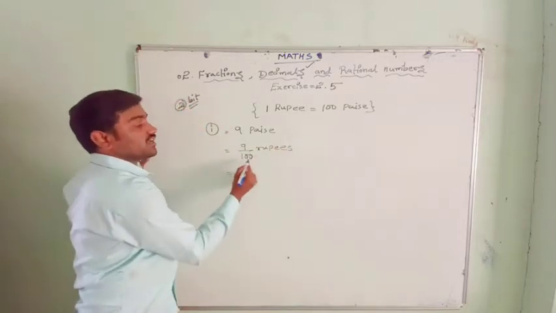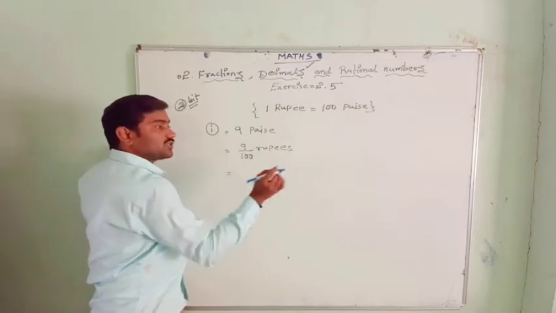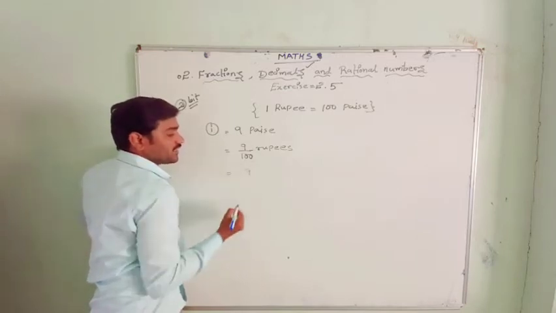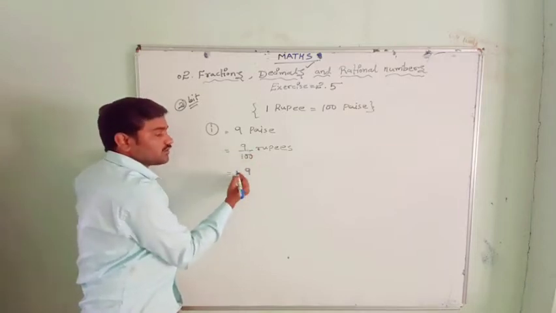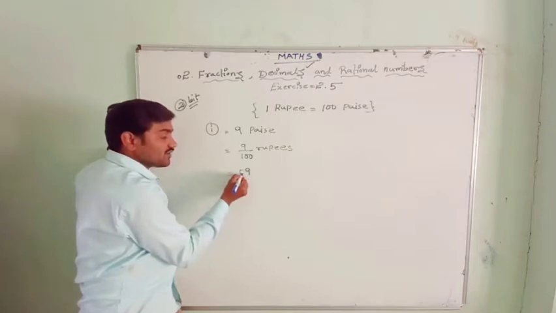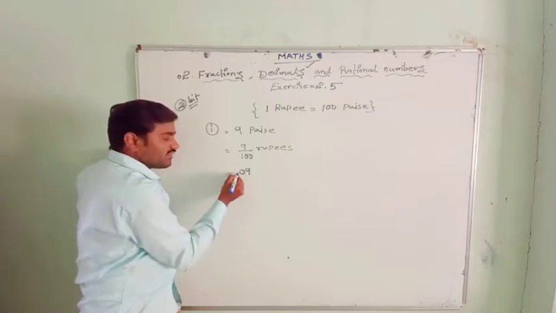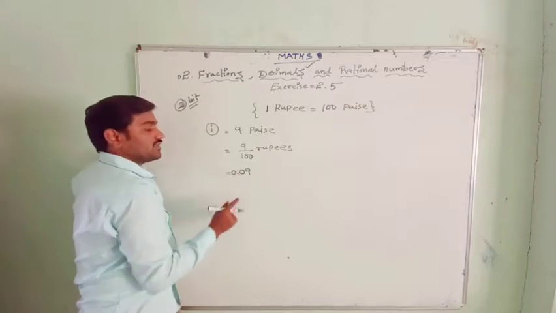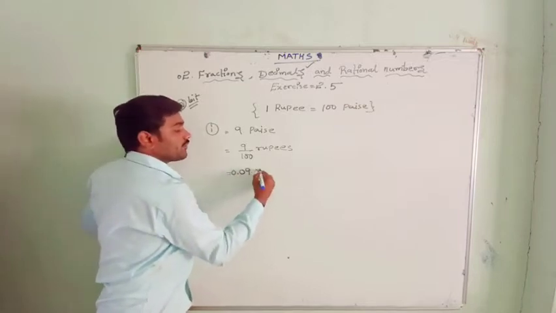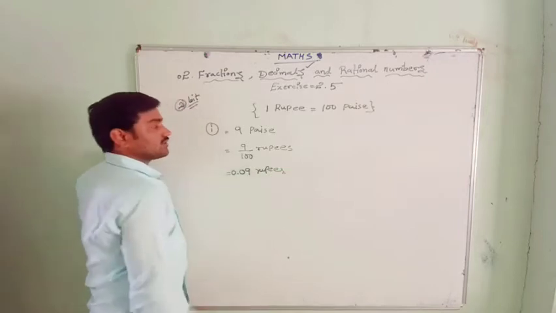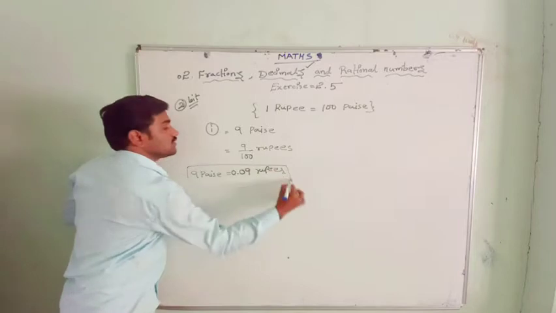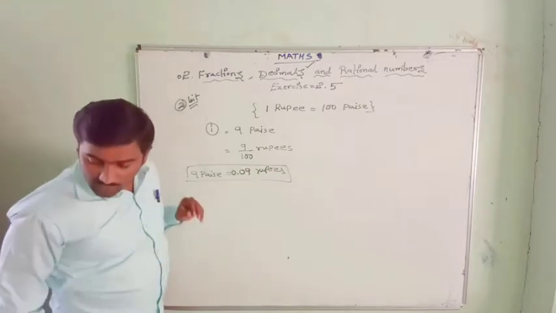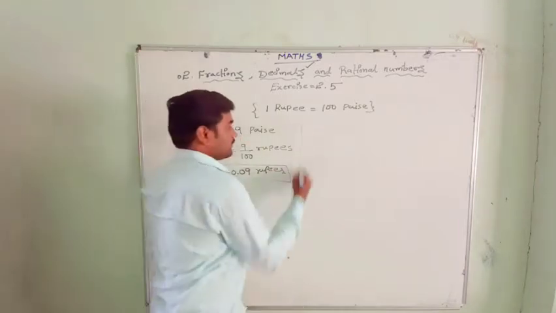So 9 by 100 is a fraction. We change it into a decimal. As I told you, how many zeros are there? First you write the number as it is. How many zeros are there? 2 zeros. So we count 2 digits from the right side. Here only 1 digit is there. So we keep one more digit, that is 0, and then we keep a point. Then 0.09 rupees. So 9 paise equals 0.09 rupees.